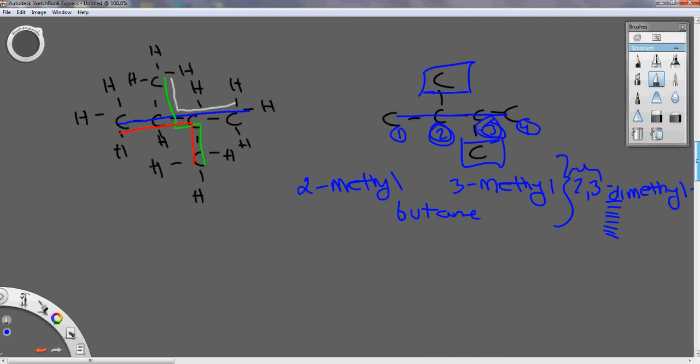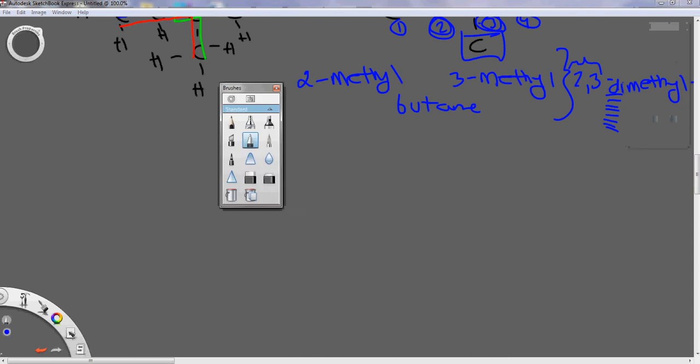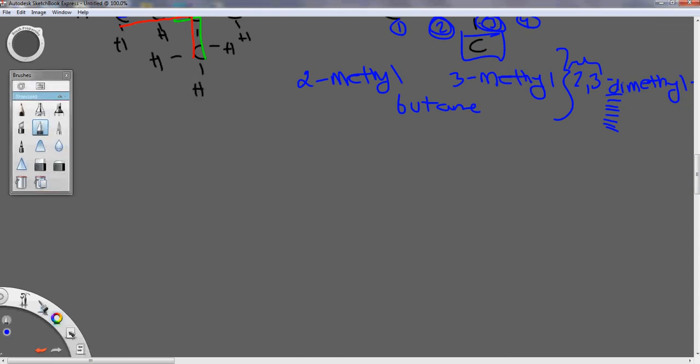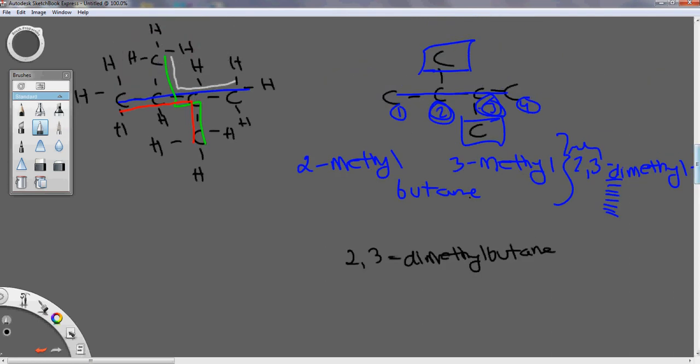Alright, so let's combine these all into the correct name. So it's 2, 3, hyphen, remember numbers and words are separated by a hyphen. 2, 3, oh, I just made one of the silliest mistakes when it comes to naming. I forgot to include the di. Alrighty. That's where I lose all my points on exams. 2, 3, dimethyl butane. It's butane, right? Yeah, 4 carbons.